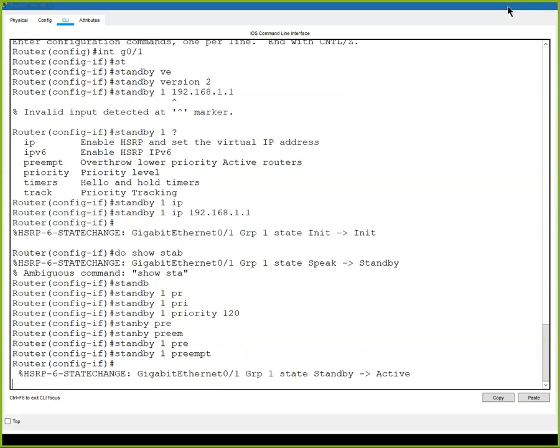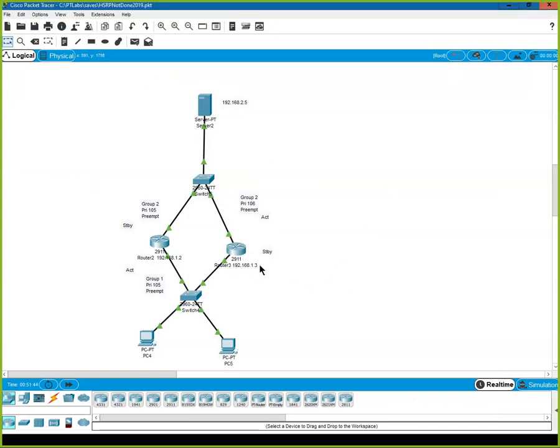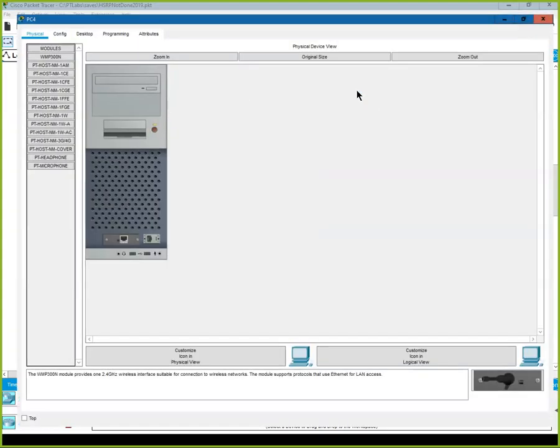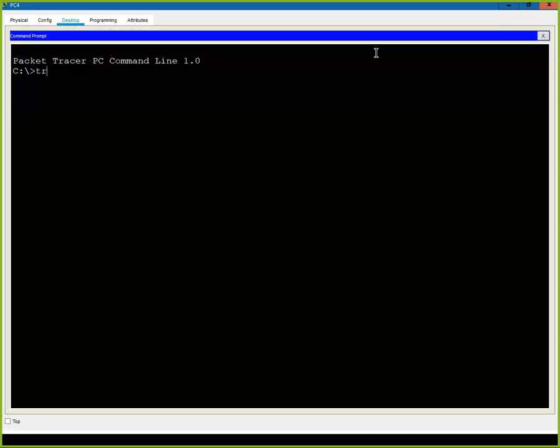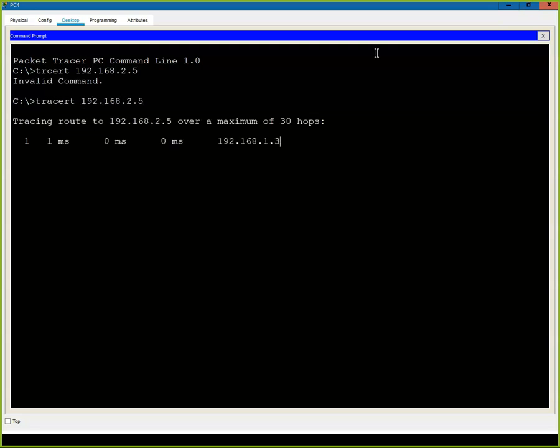Are we really the active interface? The physical interface here is 1.3. Let's just do a traceroute to 2.5. So we can go in here and do a traceroute to 192.168.2.5. It went to 1.3, and with any luck, it's going to get there in a few seconds and get back. So we got to 2.5 by going through the 1.3 interface.